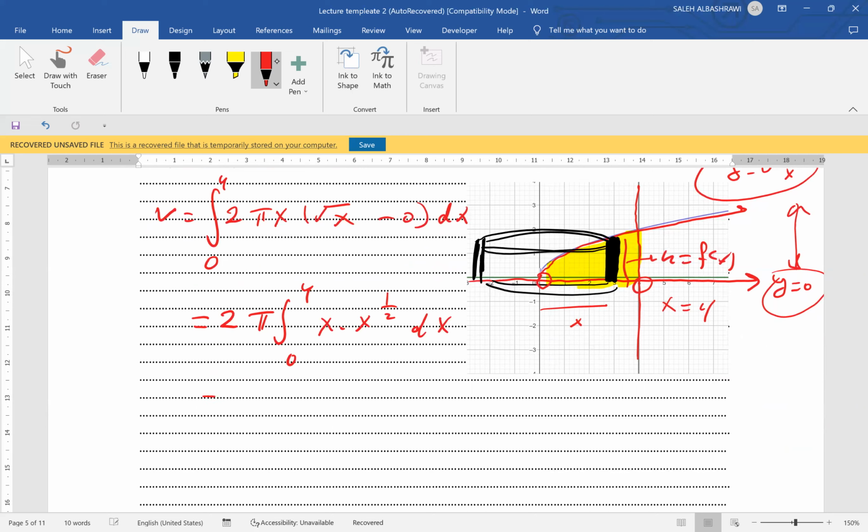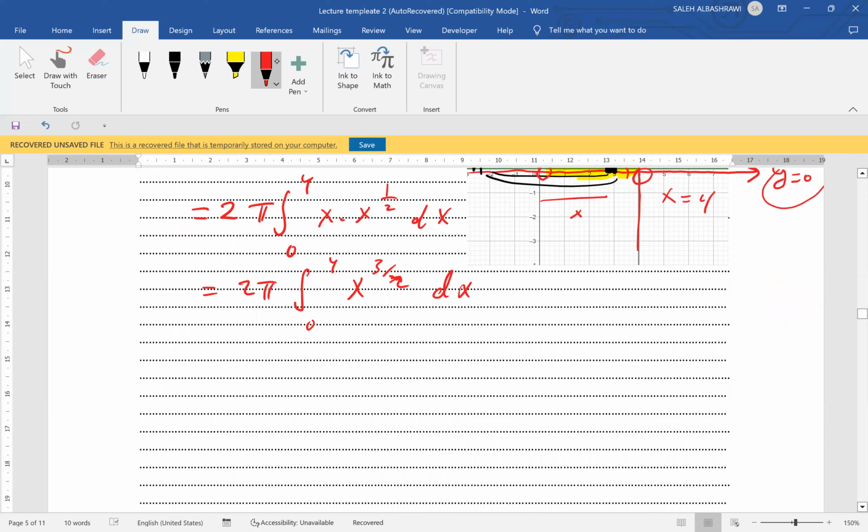It is equal to 2π times the integral from 0 to 4 of x to the power 3/2 dx. Now integrating x to the power 3/2, I will have x to the power 5/2. So this can be written as 2π multiplied by 2/5 x to the power 5/2 between 0 and 4.